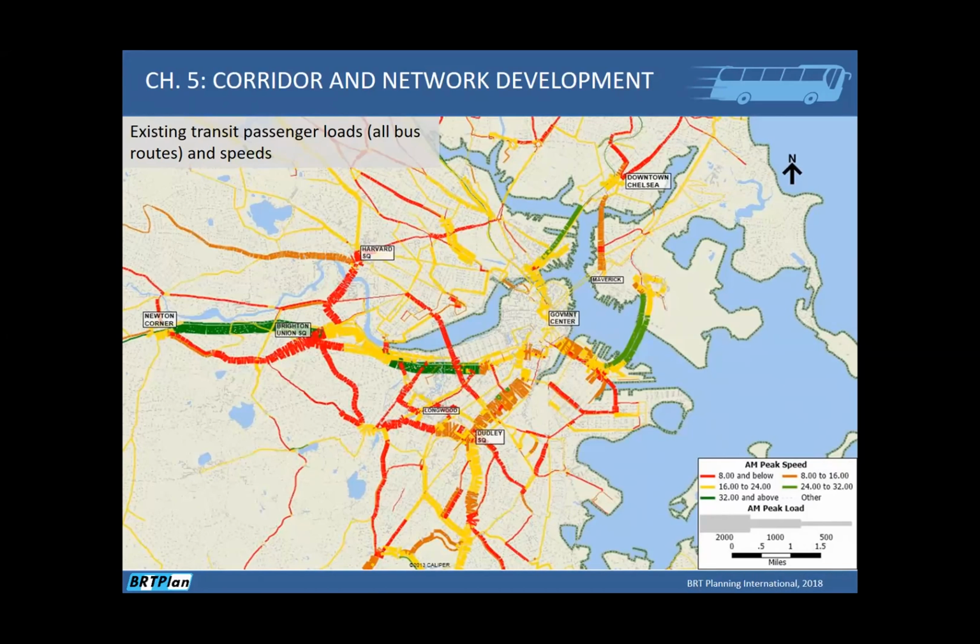Now the color of the line indicates the speed, and the red indicates the slow speed, and the yellow medium speed, etc. Green is a high speed. So you want to think about putting BRT on your corridors that have both high demand and slow speeds. And a map like this is usually a very good way to start a conversation.